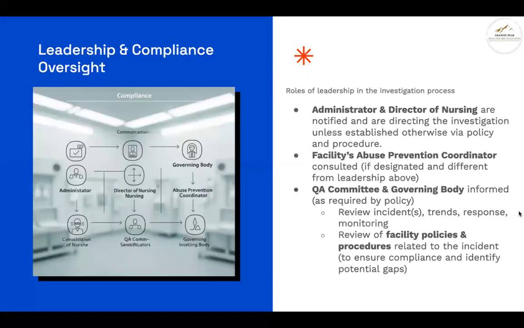As far as leadership and compliance goes, generally it's the administrator or director of nursing that should be directing the investigation, if not responsible for the investigation. That doesn't mean that they're doing all pieces of it. They may be farming out the interviews to different management or to social services to complete. If you have a separate abuse prevention coordinator, that person needs to be involved in any kind of abuse investigation and consulted. And then again, QA needs to be informed. They need to be reviewing incidents, trends, response monitoring, and reviewing facility policies and procedures.